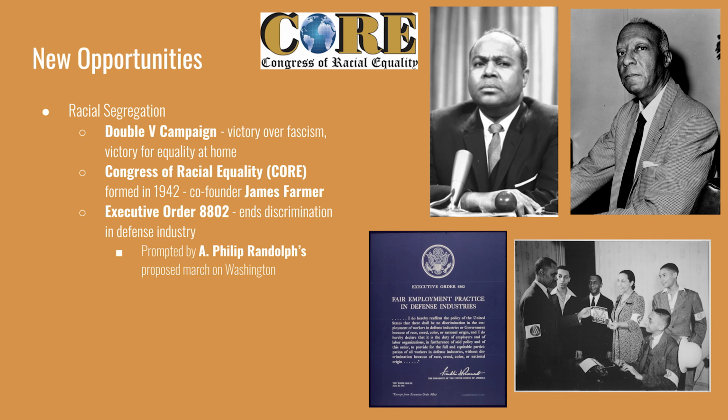A new civil rights group called the Congress of Racial Equality, or CORE, formed in 1942, and they continued to be influential in the fight for civil rights into the 1960s and 70s. One of the co-founders, James Farmer, will work closely with the Kennedy administration and the Johnson administration in the 1960s. Their advocacy brought on some improvements.